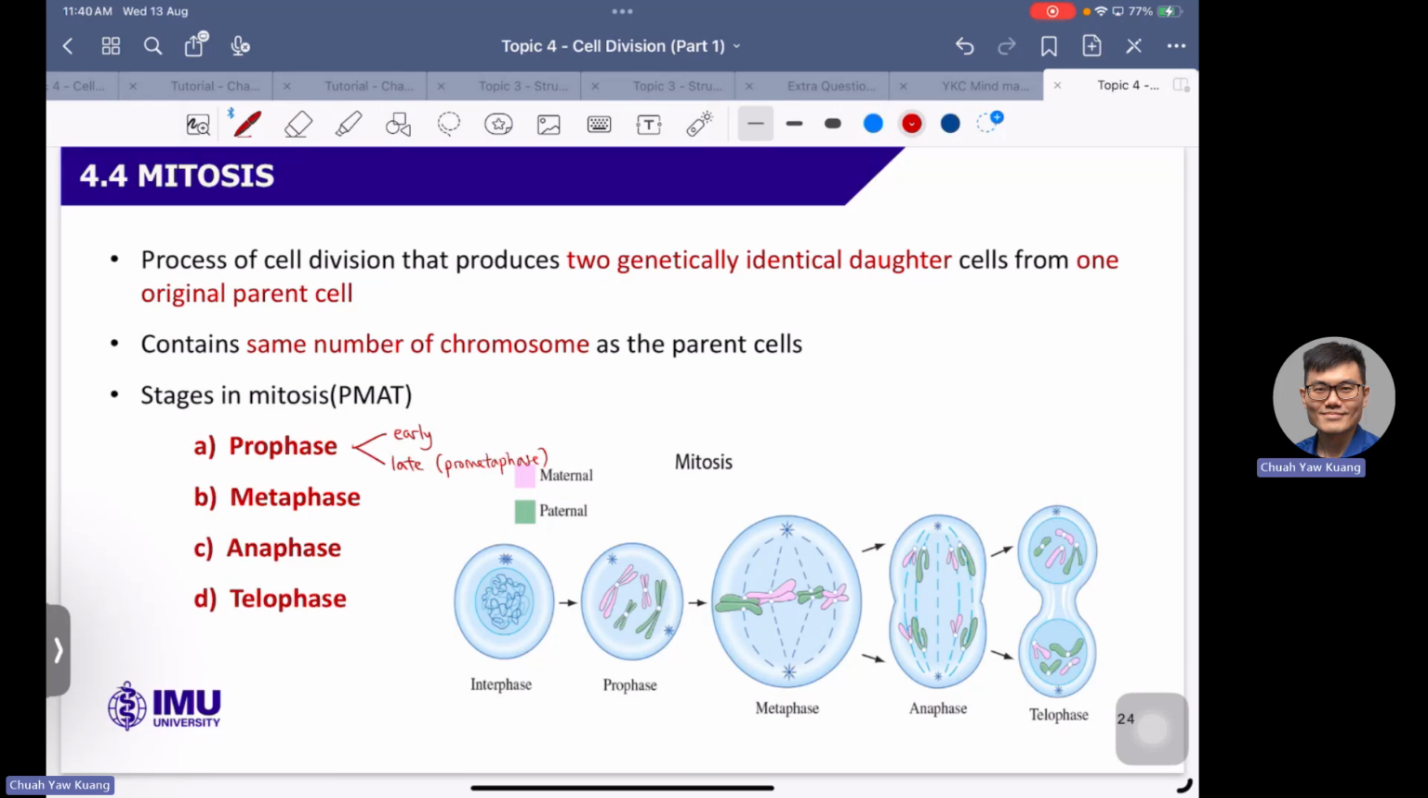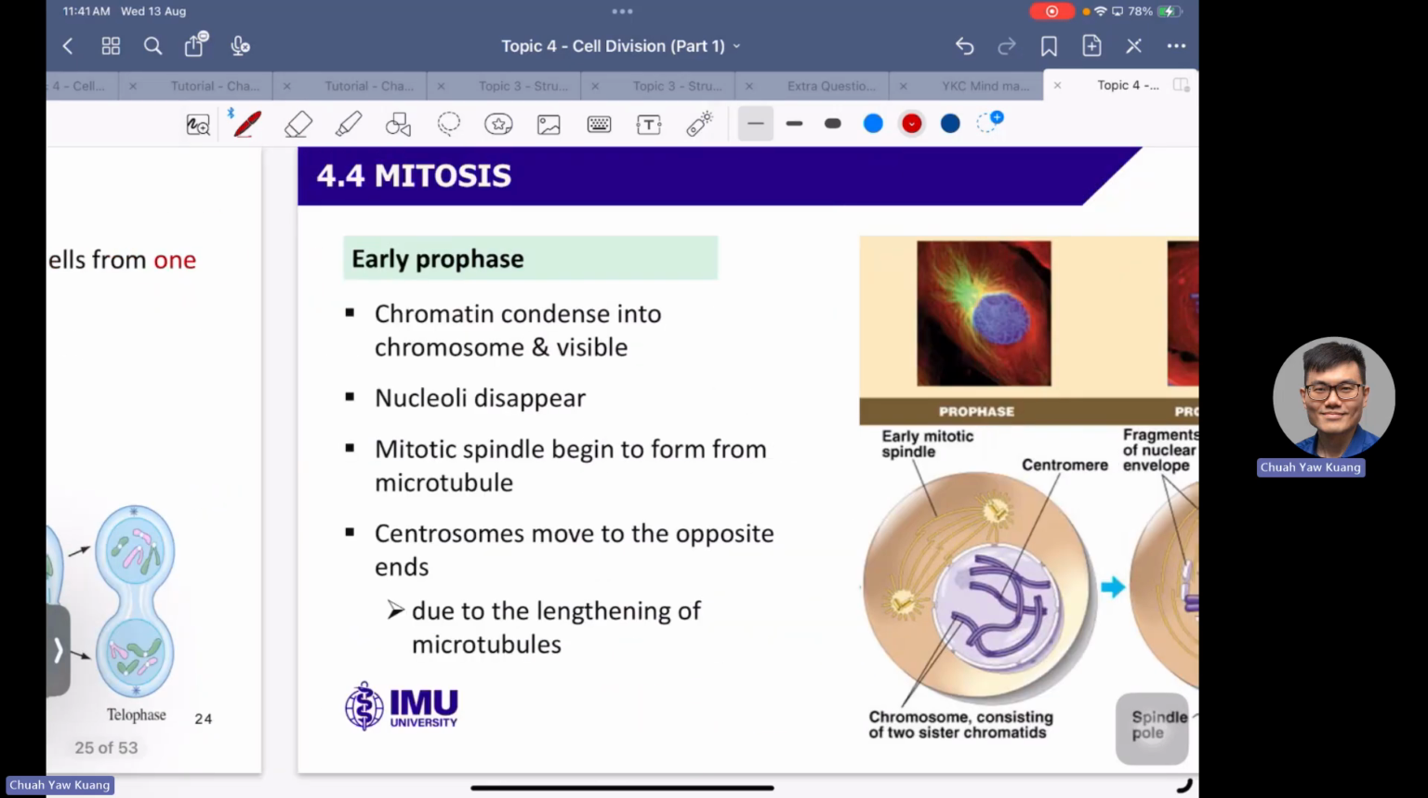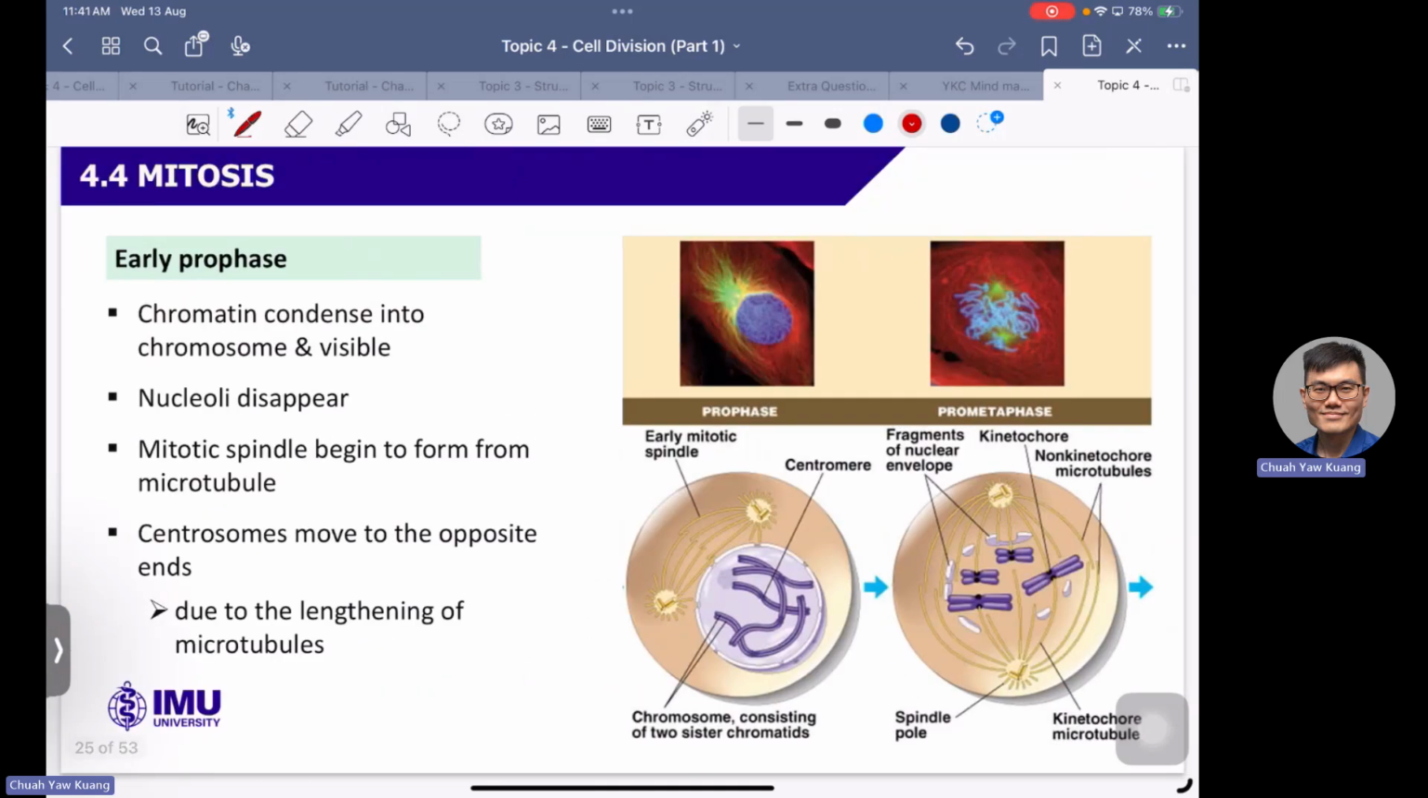Okay, so we will look at it one by one. Yeah, we'll look at it one by one. Okay. For mitosis, one cell becomes two cells. And in mitosis, one diploid cell becomes two diploid cells. The daughter cells will be totally genetically identical. Right? So we look at the phases now. So first one, early prophase. So after the interphase, now it becomes the early prophase.